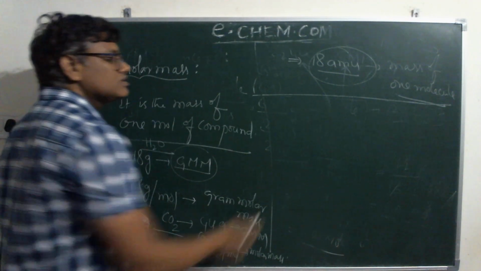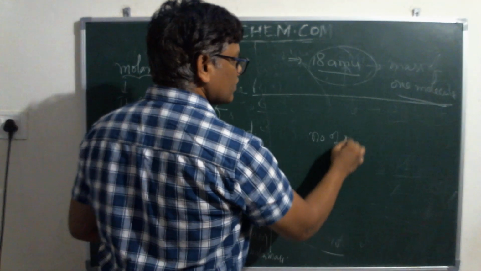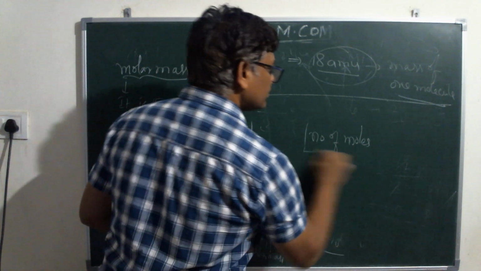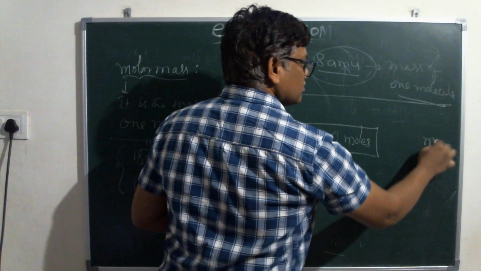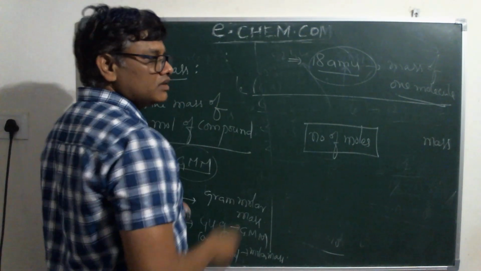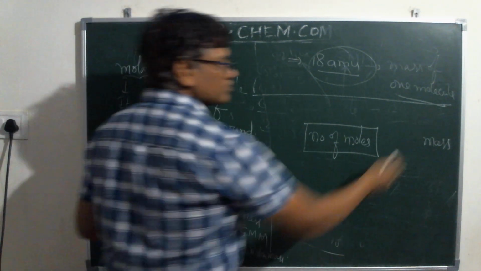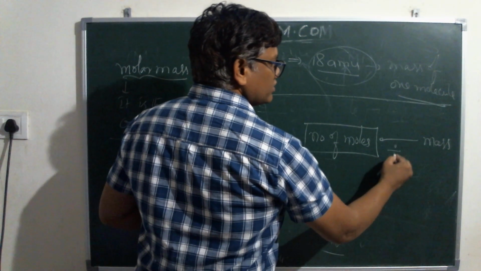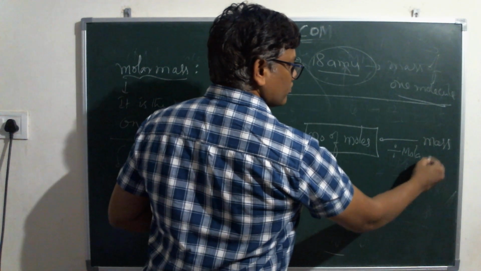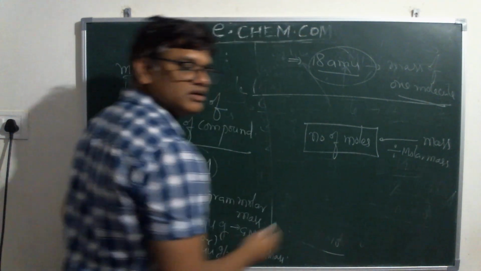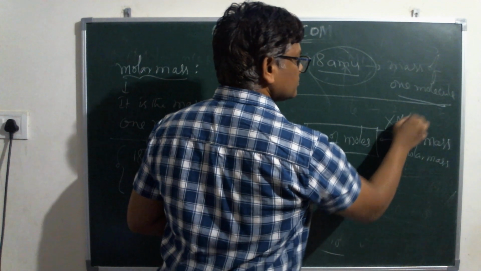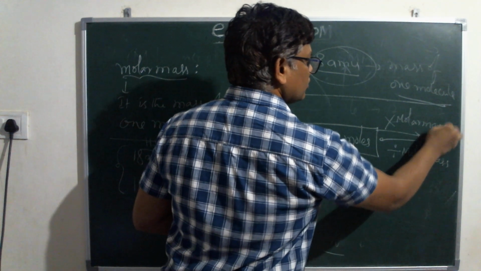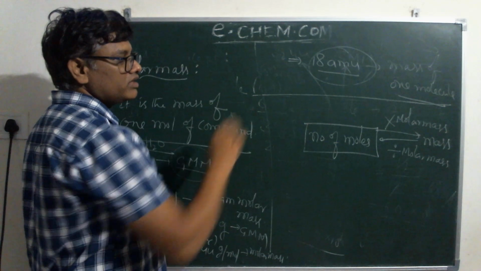let's understand the number of moles. How to calculate the number of moles? If you know the mass of any composition, you can convert it into moles by dividing by the molar mass of the compound. Suppose you want to calculate the mass knowing the moles, then you need to multiply the number of moles by the molar mass, so that you can calculate mass.